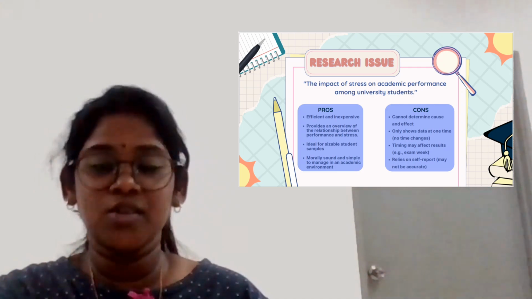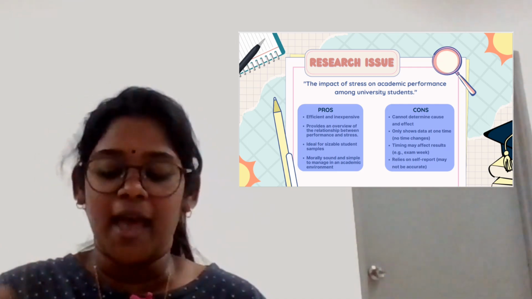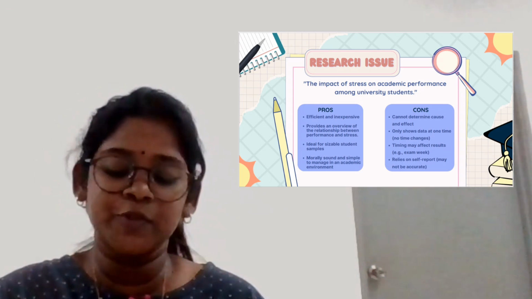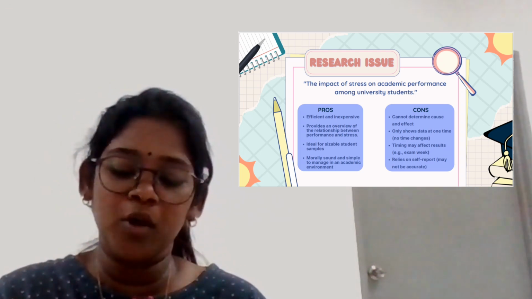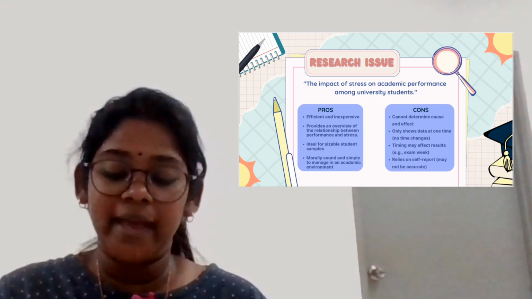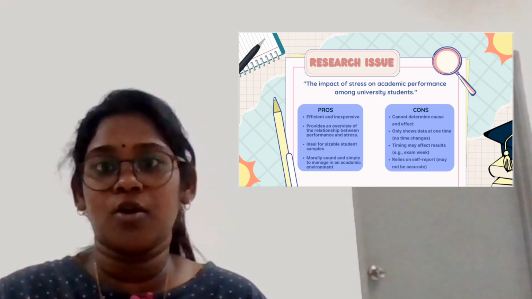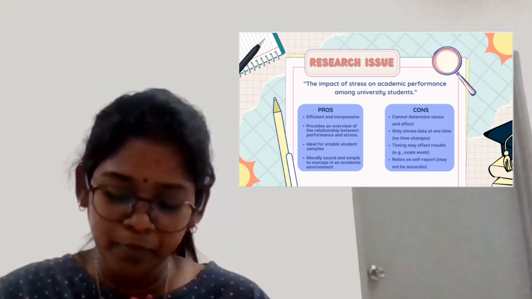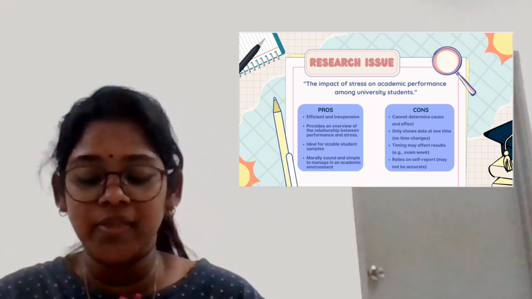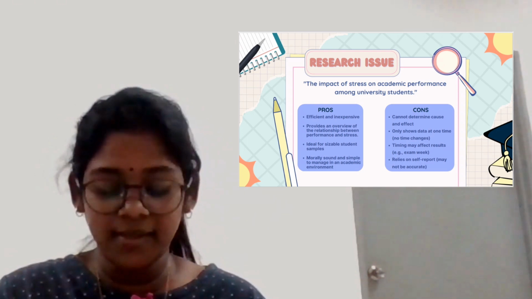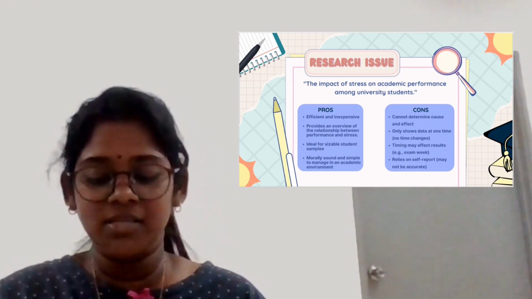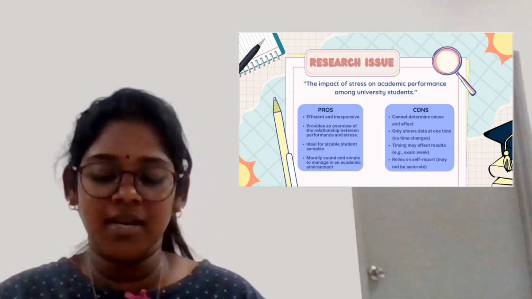Okay, as you see in the slide, there is a title, which is the impact of stress on academic performance among university students. So I attached pros and cons. For the pros: efficient and inexpensive, provides an overview of the relationship between performance and stress, ideal for sizable student samples, and morally sound and simple to manage in an academic environment.